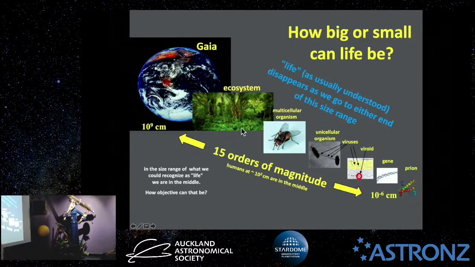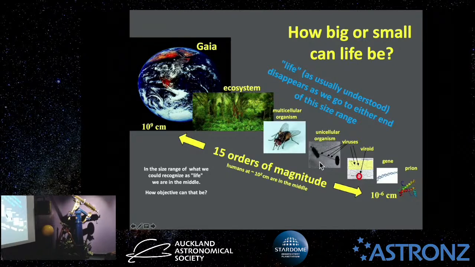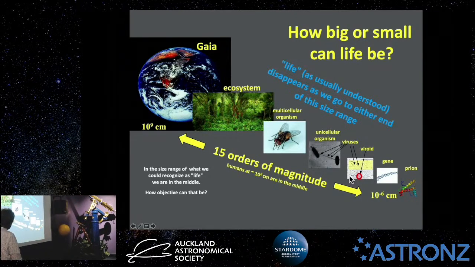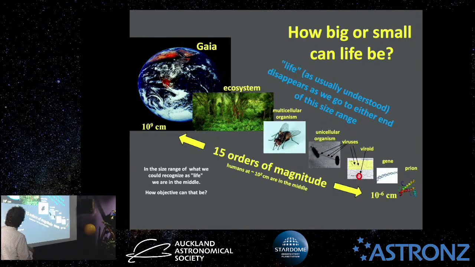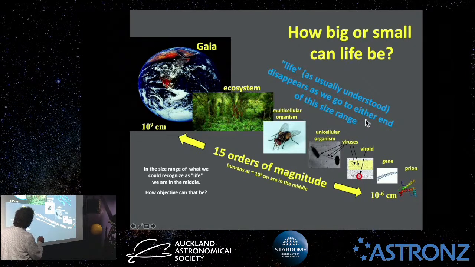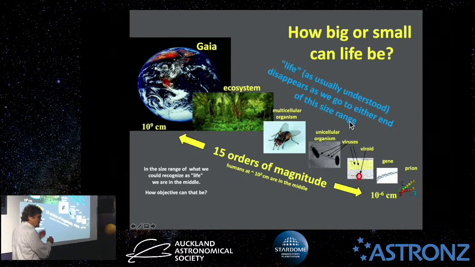Okay, so an ecosystem. Is a city alive? How about the multicellular organism? You are made out of about 50 trillion cells. They're all coordinated. But we used to be unicellular organisms, and then there are viruses being exchanged between the bacteria, and then there are things called viroids, and prions, and jumping genes. There are all kinds of things inside of you that you could call alive. But I guess the idea is that life, as usually understood, disappears as we go to either end of this size range. And that's interesting, that we have defined something that we don't usually associate with a specific size, but it obviously has a size, because as we go up, we're uncomfortable, we go down, we're uncomfortable. So in the size range of what we could recognize as life, we are in the middle. How objective can that be?